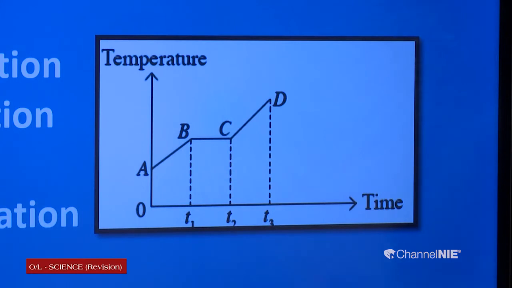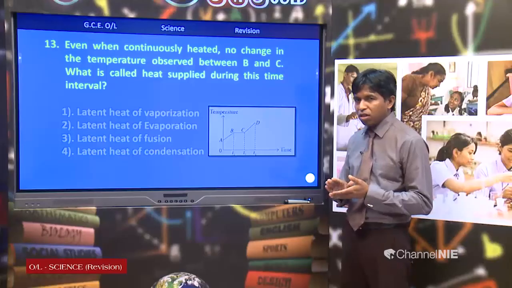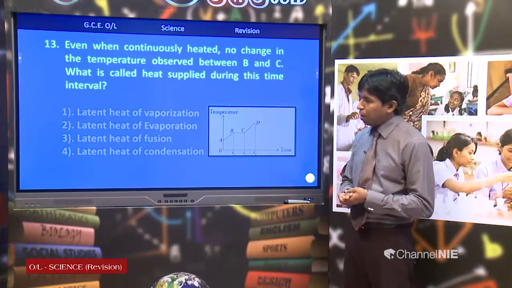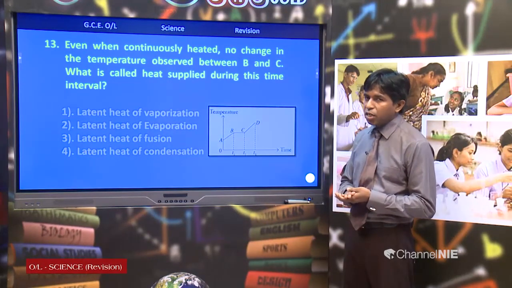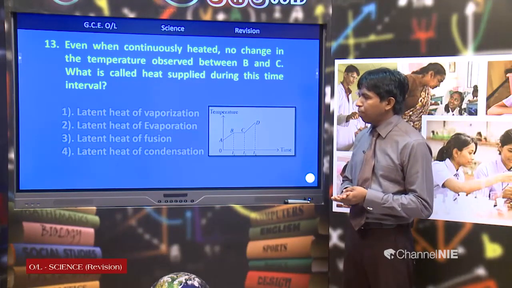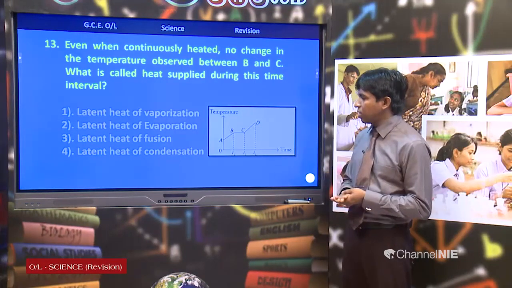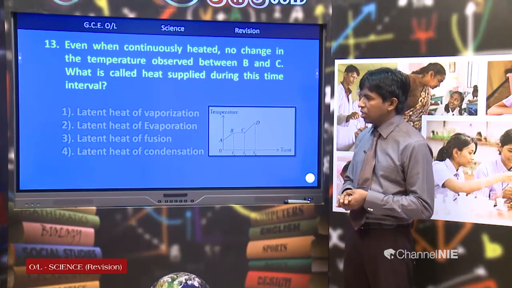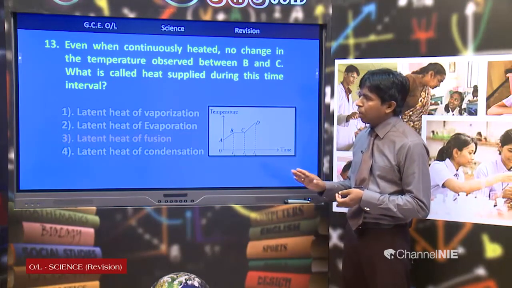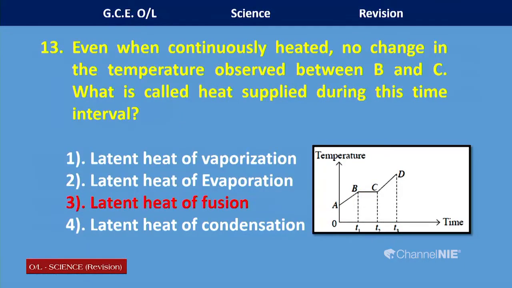Therefore, we call this latent heat. When you supply heat, if there is no change in the temperature, we call that latent heat. And the wax melts, so we call it fusion. So, we call it latent heat of fusion. The temperature does not change because of fusion, because of bond breaking, and that heat is called latent heat. But from A to B and C to D the temperature increases, therefore we can't call it latent heat. So, the answer for question number 13 is the third, latent heat of fusion. Question number 14.